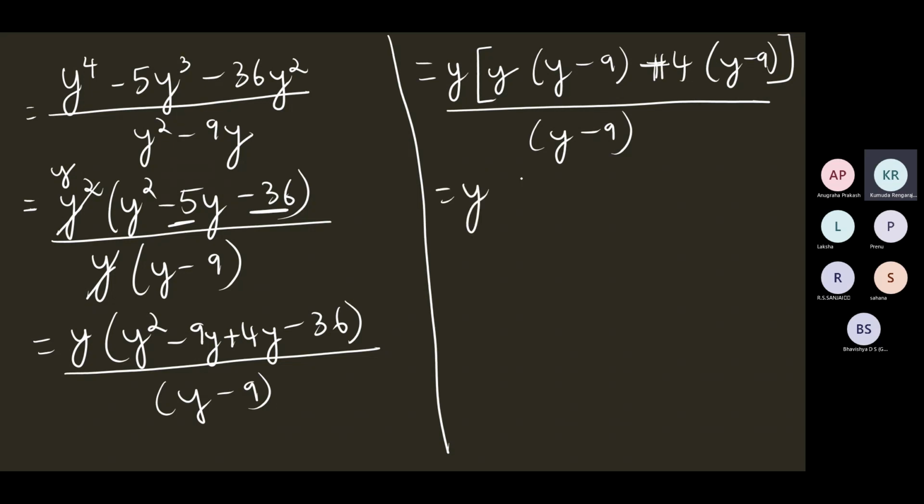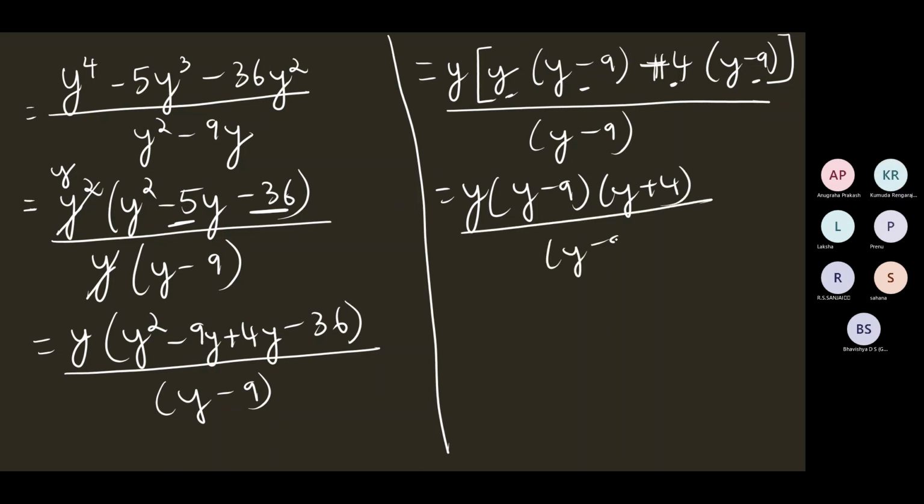So complete that procedure of factorizing. y minus 9 is common. Write it out once, and then gather y plus 4 in the other bracket, divided by y minus 9. Now you can cancel, it's a product here: y into y minus 9 into y plus 4. Now you can cancel, and the answer is y into y plus 4.